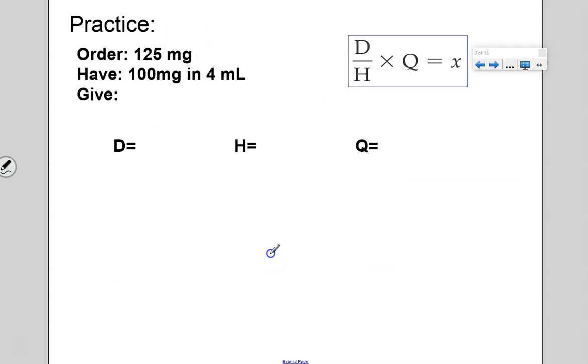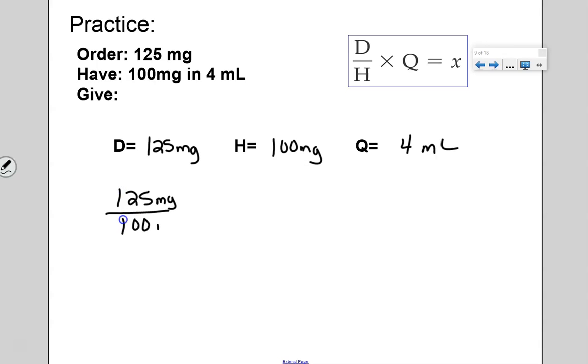Here's another one to practice. Start out, we'll look, the order is 125 milligrams, so the patient's going to get 125 milligrams of the drug. What do they have in the pharmacy, or what does the bottle say? That there is 100 milligrams per 4 milliliters. So setting up my problem, 125 milligrams divided by 100 milligrams, and we're going to times it by 4 milliliters.